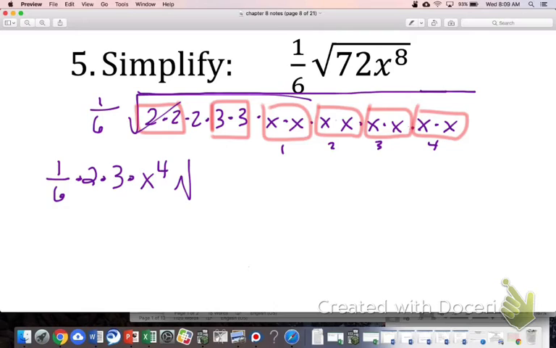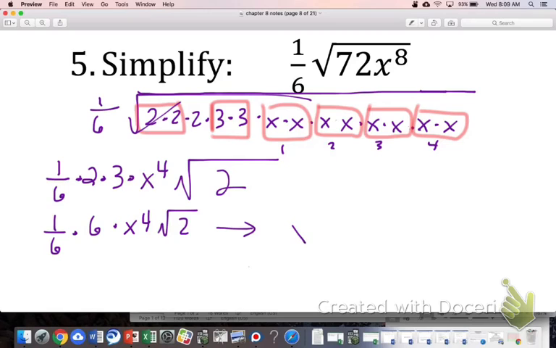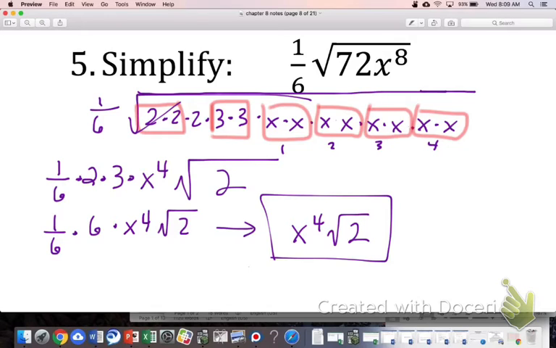Left over inside that radical is a 2. That's it, right? Everything else had something to pair up with, and it got to come out of the radical, and the 2 is the only one that didn't. All right, so then 2 times 3 is 6, and 1/6 times 6 is 1. So we end up with x to the 4th times the square root of 2 as our most simple version of this radical. Okay, how are we doing?